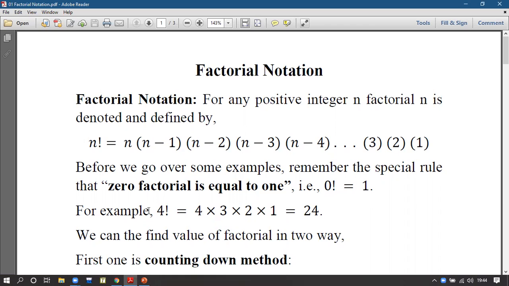For example, we want to find the value of factorial 4, which equals 4 into 3 into 2 into 1, which equals 24. You can multiply all these numbers and you get the answer. Now we can find the value of a factorial in two ways. The first one is the counting down method, and the second one is the counting up method.